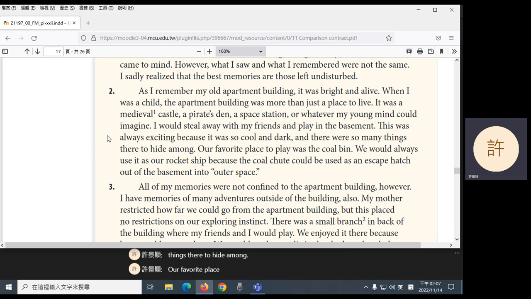Our favorite place to play was the coal bin, 放炭的筒子. So this was a long time ago, right? When houses had to burn coal for energy. We would always use it as our rocket ship because the coal chute could be used as an escape hatch out of the basement into outer space. Chute 是那个通管. So in older houses that have to burn coal, you would put the coal in the basement, and when you needed it, you would send it through the chute up into the house. That's not right. When you needed to add coal, you could use the chute to send new coal down into the basement.